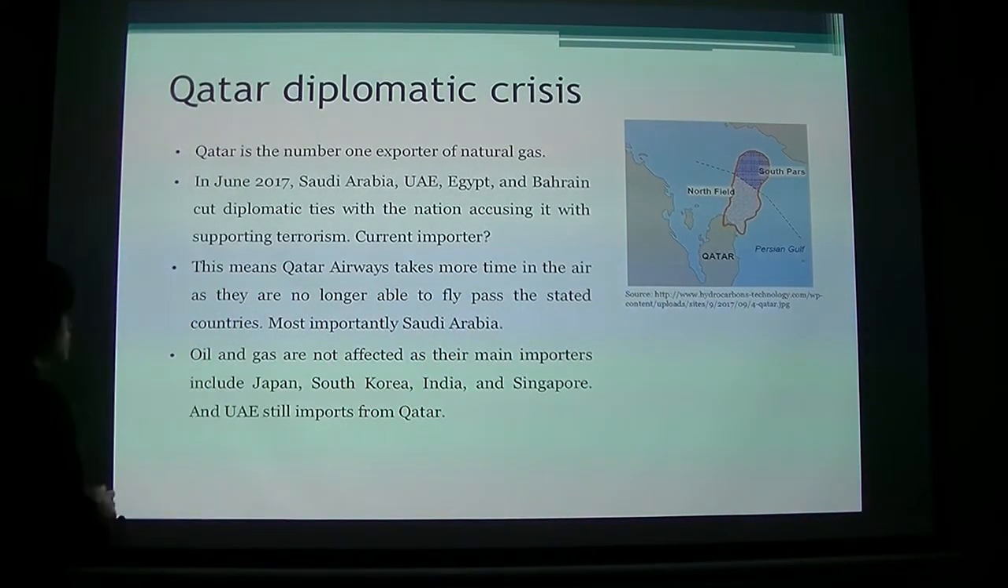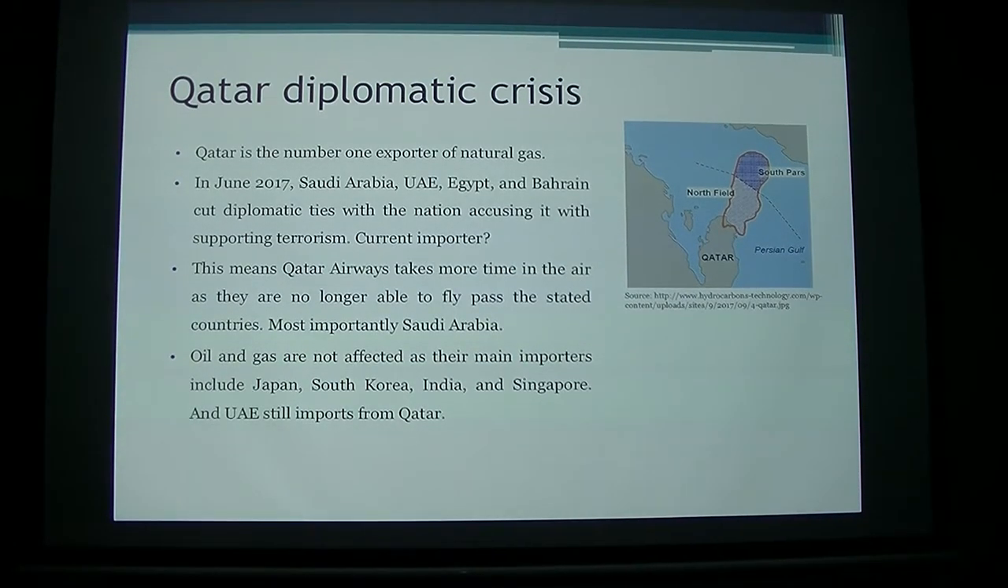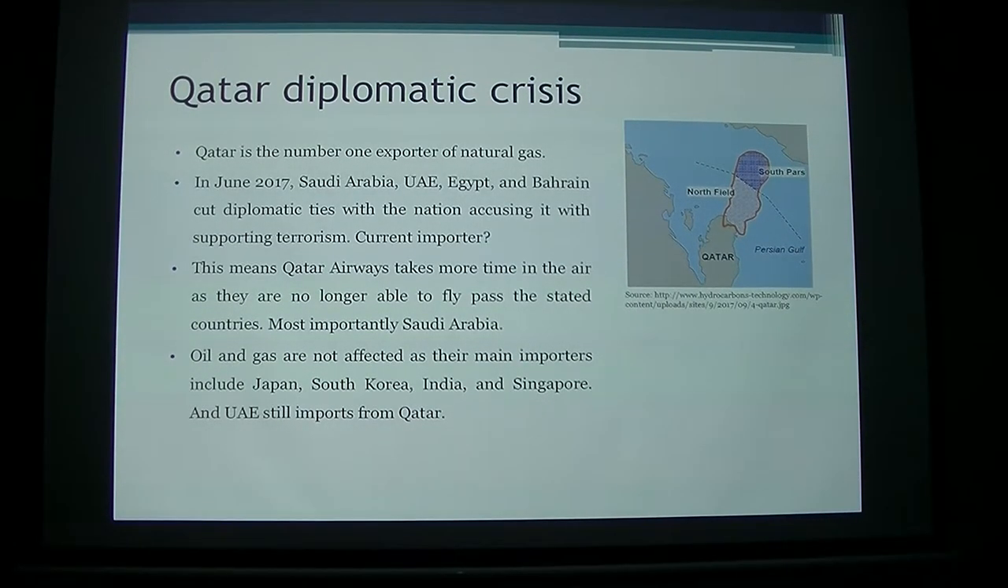One of the main negative impacts to Qatar would be their airlines, Qatar Airways. They tend to be less efficient, because they could not travel to other countries such as Saudi Arabia. They could not pass through these countries, and these are quite important countries, Saudi Arabia, as there are a lot of tourists, and especially for the pilgrimage, for example.